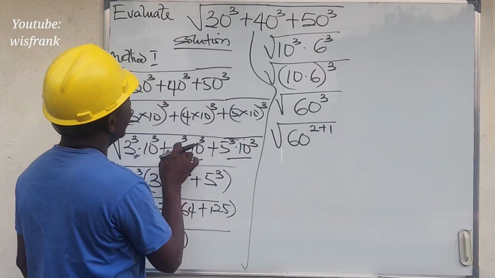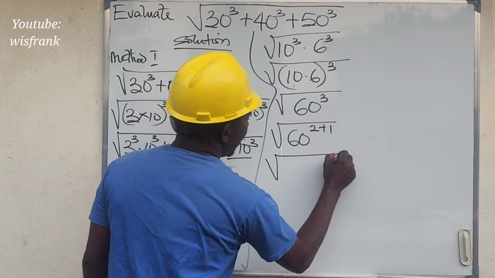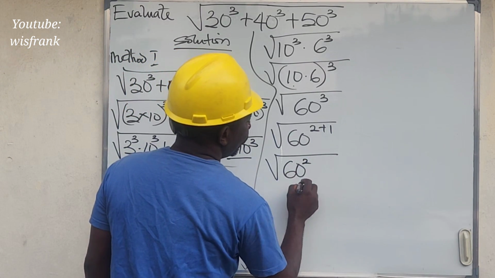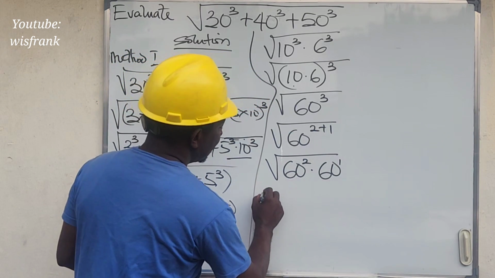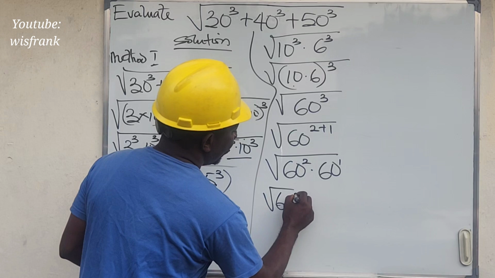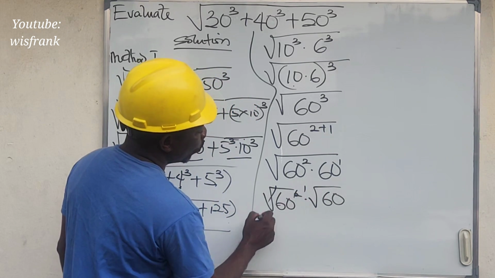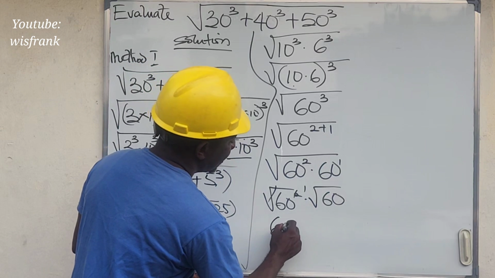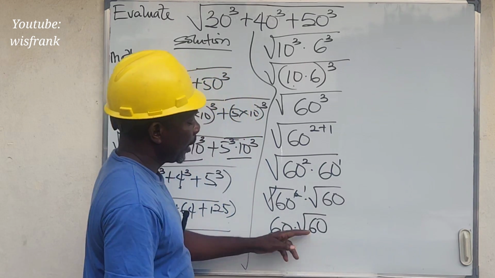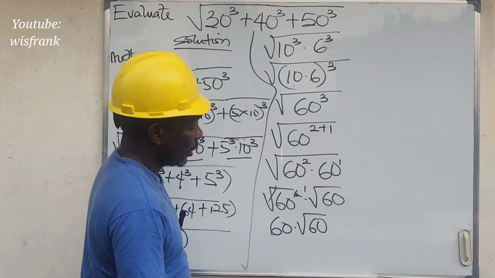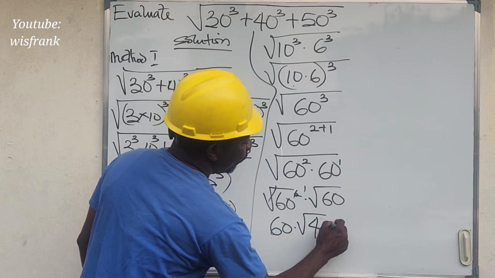As we did here, this can be written as the square root of 60 to the power of 2 times 60 to the power of 1. And we can write this as the square root of 60 to the power of 2 times the square root of 60. So here, the 2 will cancel the square root. We are now left with 60 times the square root of 60. This 60 can be written as 4 times 15.